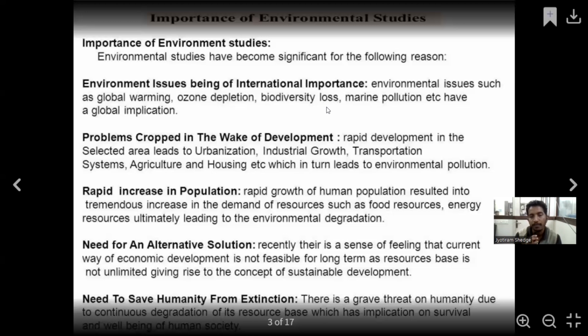When the population increases, the dependency on natural resources ultimately increases. So there is a lack of natural resources on our earth. That's why we need to study environmental studies and awareness, as well as alternative solutions. That's why we need to study environmental science.